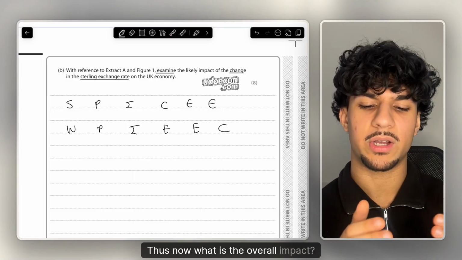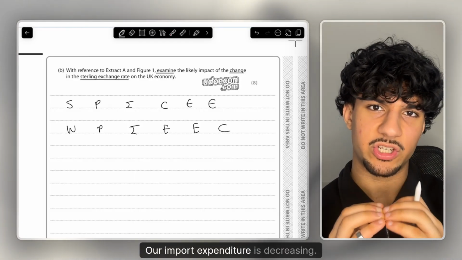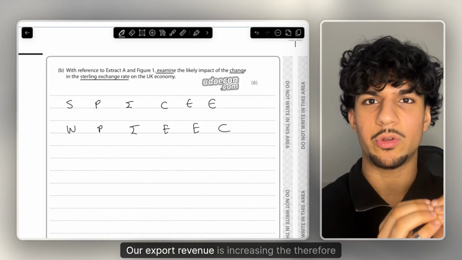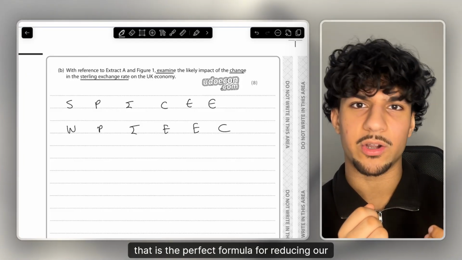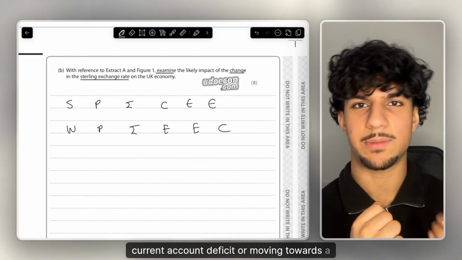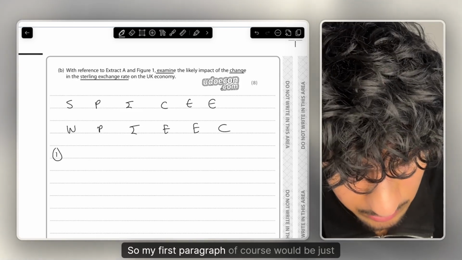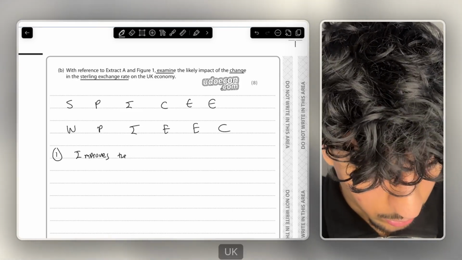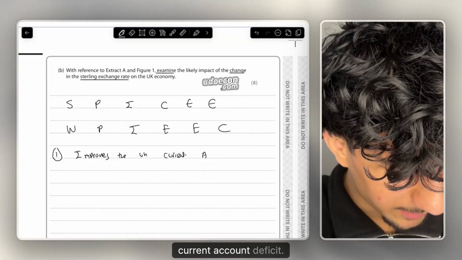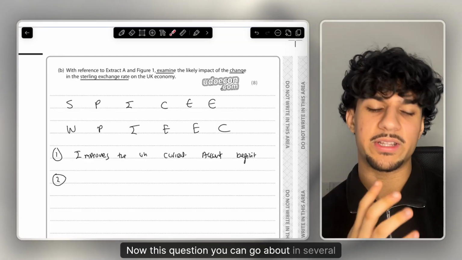Now, what is the overall impact? Our import expenditure is decreasing, our export revenue is increasing, therefore that is the perfect formula for reducing our current account deficit or moving towards a balanced current account. So my first paragraph, of course, would be just commenting on those two and saying it improves the UK current account deficit. Now, this question you can go about in several different ways.